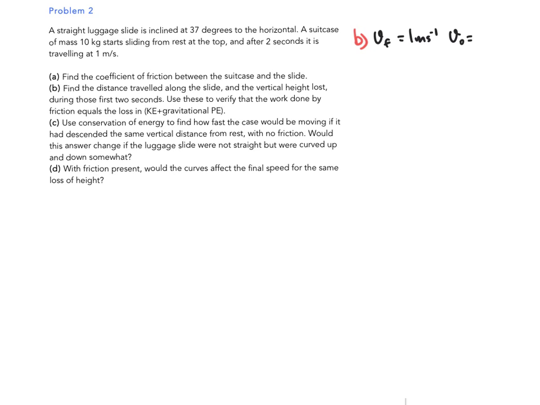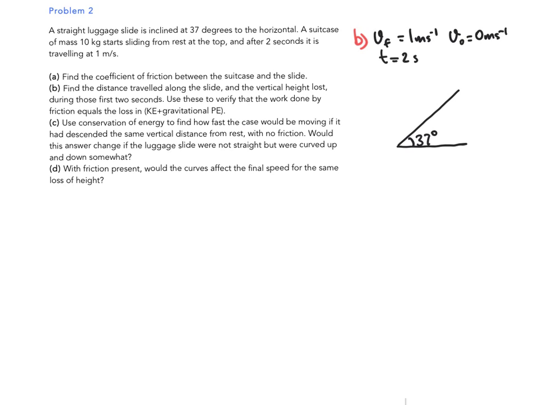The initial velocity is 0 meters per second, and we know the time taken to do that is 2 seconds. So we can work out the distance then. So I'll draw the ramp here. So here's our ramp. You've got 37 degrees here.